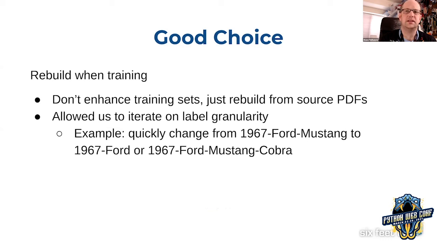AutoML offers the choice to, after you build a model, expand that model. We decided not to use that. We decided to rebuild the model from a new training set every time because it just seemed simpler that way. And that allowed us to iterate on the label granularity. So for example, we might start with a label of a 1967 Ford Mustang for a certain image, but later we can automatically decide that we should be training on 67 Ford, or in some cases, the more granular choice was better, the 67 Ford Mustang Cobra, depending on the label.